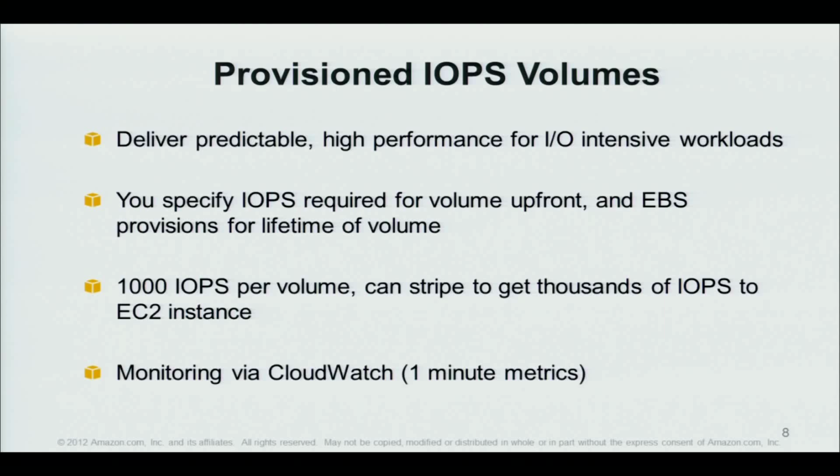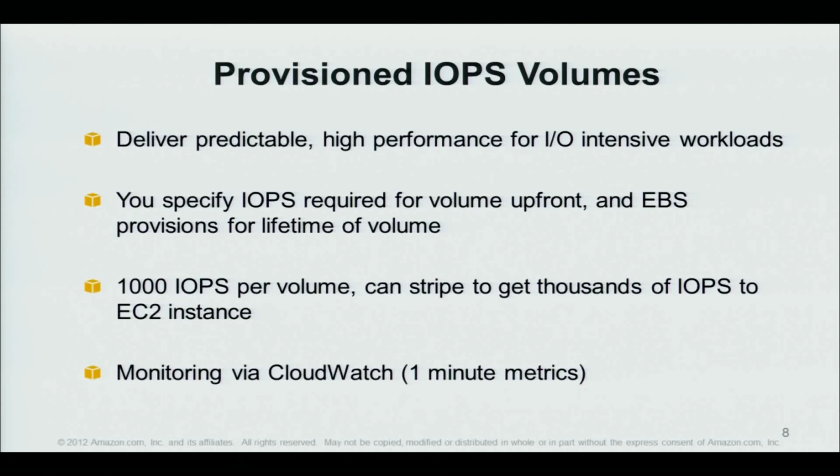for your I/O-intensive workloads. The way a Provisioned IOPS volume works is you create an EBS volume, you specify the size of the volume that you want to create, and you specify the number of IOPS that you want to get from that volume. And EBS will, for the lifetime of that volume, deliver that level of IOPS to your application. You can provision a volume for up to 1,000 IOPS today, and we'll be increasing that limit over time. And you can then attach multiple volumes to your EC2 instance and stripe across those volumes to deliver thousands of IOPS to your application running on EC2.